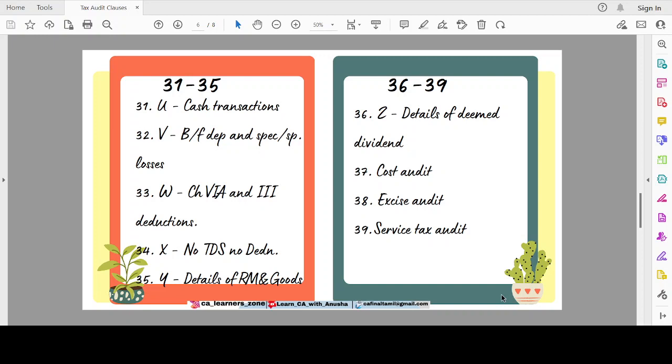You're going to carry all the cash in umbrellas now. So it is related to cash transactions. In the van, I'm going to load the brought forward depreciation, speculation, business losses, specified business losses, everything. W. Chapter 6A deductions and Chapter 3 deduction. Have to keep a watch on it.